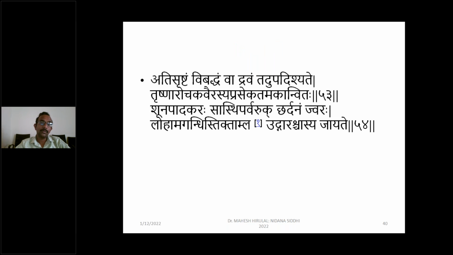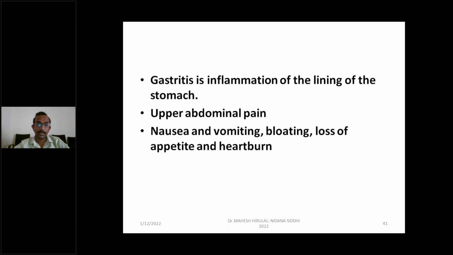So the person will have the Atisuftam, Vibandham, Dravam, etc. Lakshanas. Sometimes he will be having the Atisufta Mala or Vibaddha Mala, or the Drava Mala or Vibaddha Mala. So these types of Lakshanas are most commonly seen in the IBS.